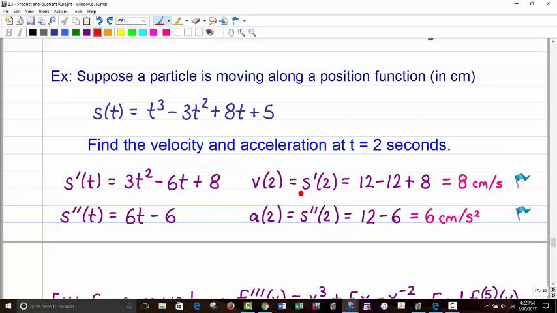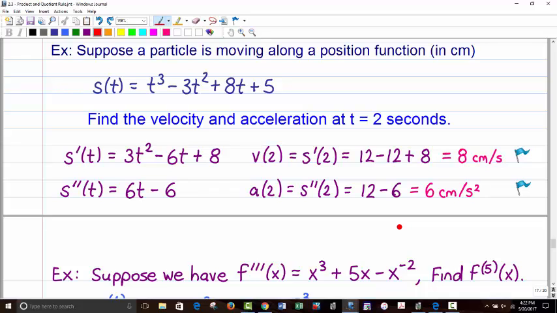Now we plug 2 into both of those. Put 2 into this one, you're going to get 8. Plug 2 into the bottom one, you're going to get 6. Now, I'm not picky about units on a test. I've mentioned this before, but they certainly would be in a physics class or something like that, I would imagine. But I wrote the correct units here. Velocity would be centimeters per second, and acceleration would be centimeters per second squared. So that's not too bad.